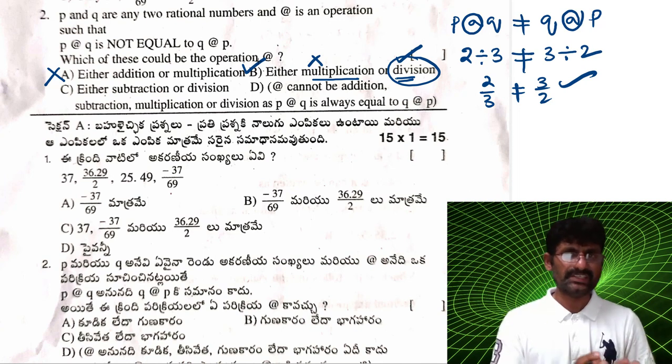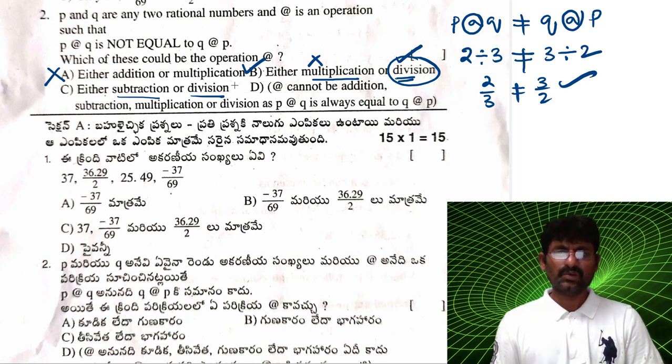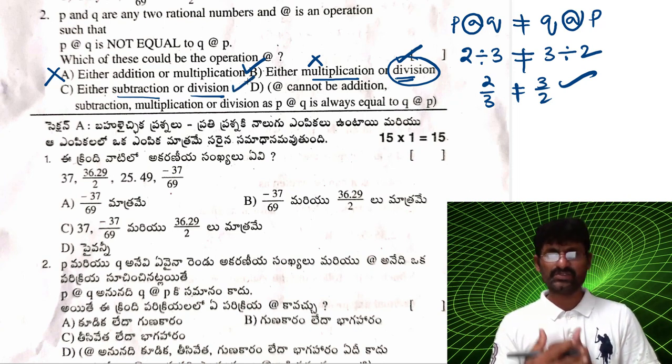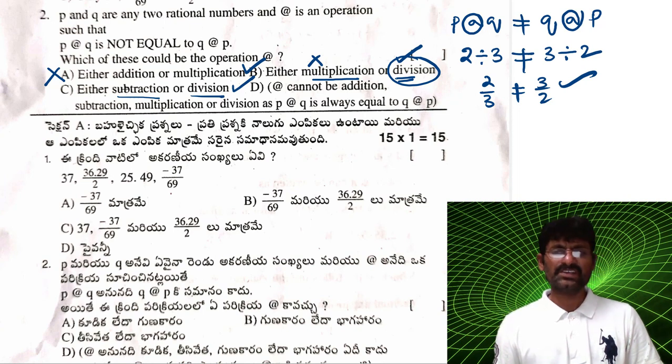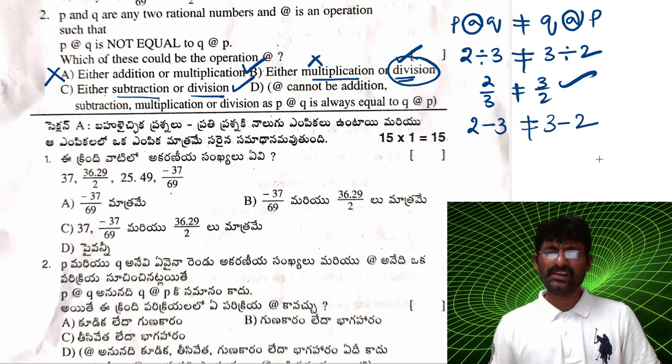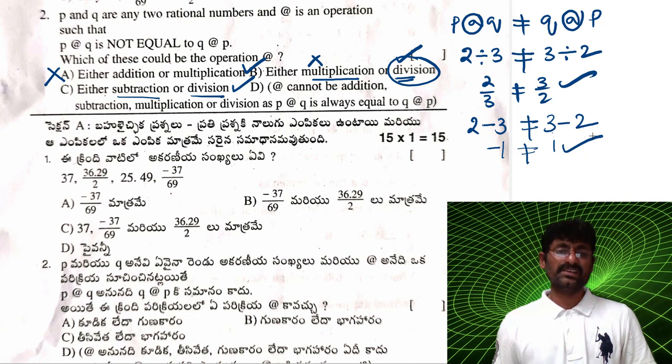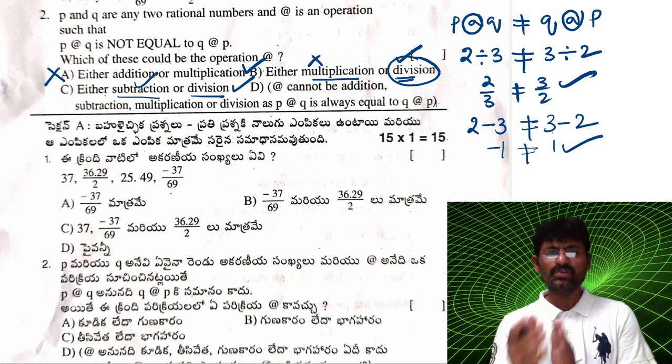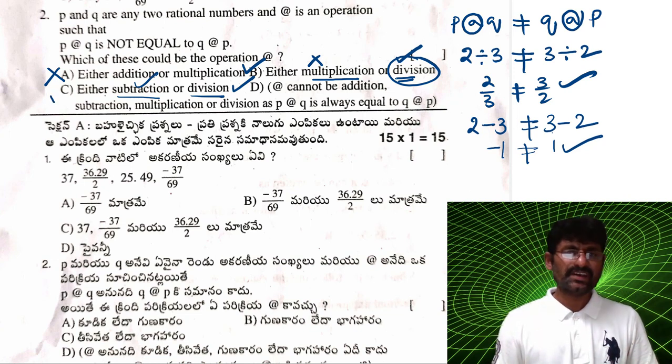But let us go to C. Either subtraction or division. Here division is correct. We already have seen that. Now subtraction, let us check. Let us take the same numbers. 2 minus 3 is not equal to 3 minus 2. Is it correct or not? Let us check. 2 minus 3 is -1 and 3 minus 2 is 1. These two are not equal. So this is correct. So in the case of C, subtraction as well as division, in both cases P at the rate of Q is not equal to Q at the rate of P. So C is the correct option.